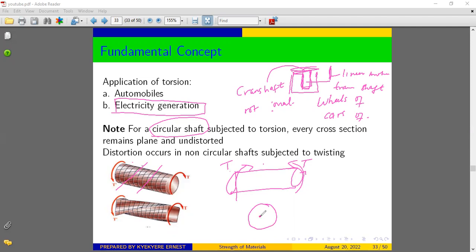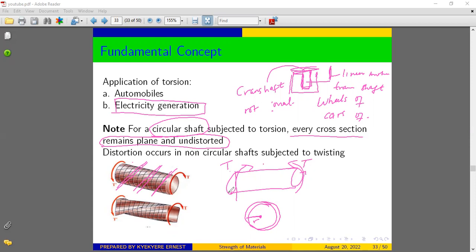And the radius is going to remain the same at every point. So if I cut at this point through that section, the radius will be the same as when I cut through this section and when I cut through this section. It means that we are going to maintain that circle with that same radius. And that is why we are saying that every cross section remains plane and undistorted. We still have the same circle with the same radius.